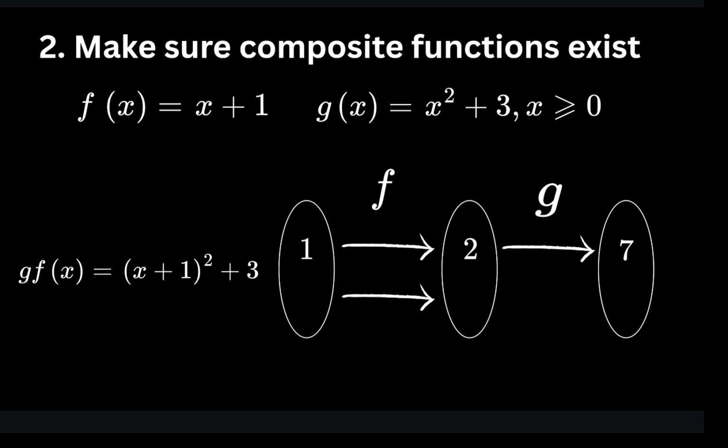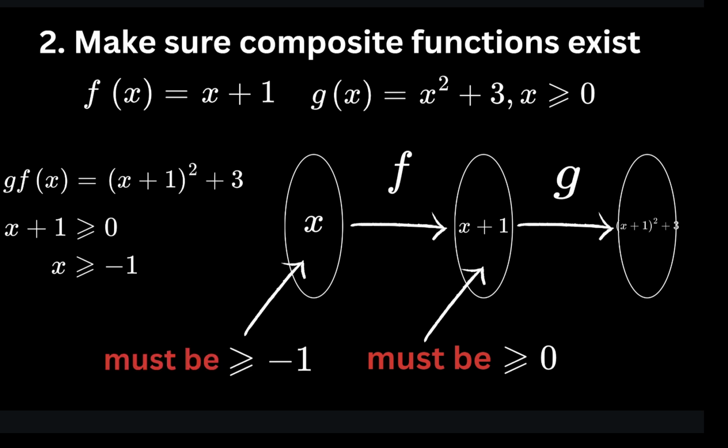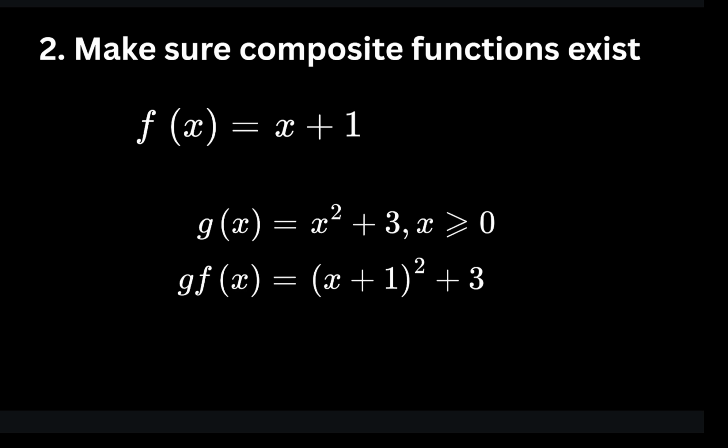However, when our initial input is something like negative 3, plus 1 we get negative 2, which is less than 0, so it can't be an input for the function g. And here is where an error occurs. As such, since we know that x plus 1 must be more than 0, and through solving this inequality, we know that x must be more than or equal to negative 1. As such, we introduce this restricted domain to f of x to make sure that composite functions exist.